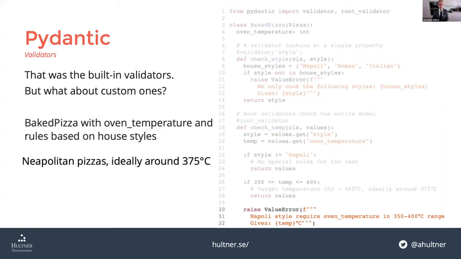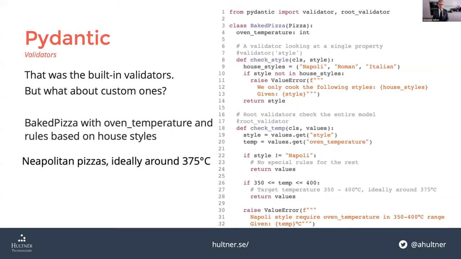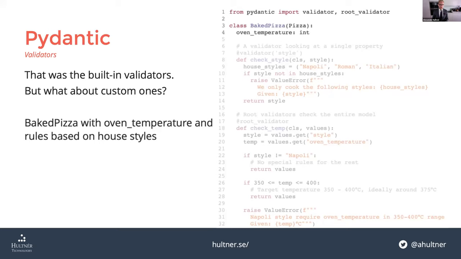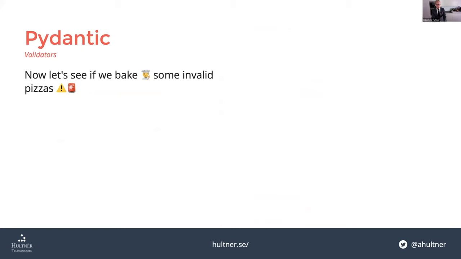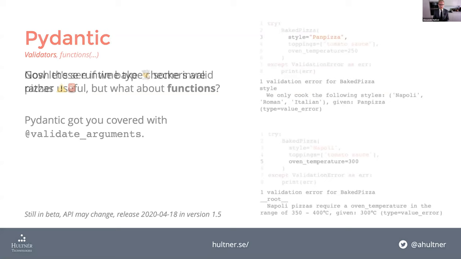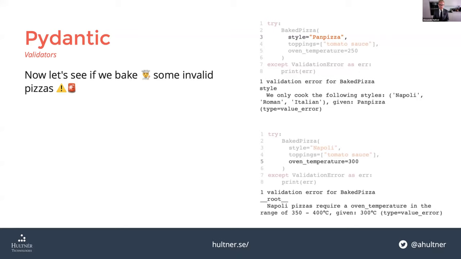So that was a very basic example showing you both root validators for the entire object and a validator on a specific style property. And as you can see, this just extends the previous pizza model. So let's continue. Now let's bake a pizza that's invalid and see what happens. As you can see, the pan pizza style wasn't liked by our pizzeria. It tells us that we should cook one of the following styles: Napoli, Roman, or Italian. So let's try a Napoli style pizza with an oven temperature of 300 degrees. And as you can see, it's not allowed either, and you get an error saying it's not in the specified range. So these are very useful.